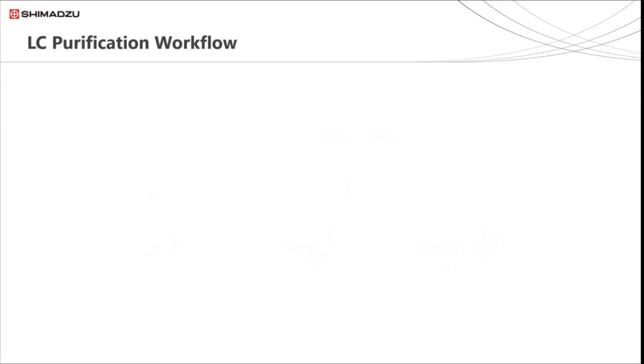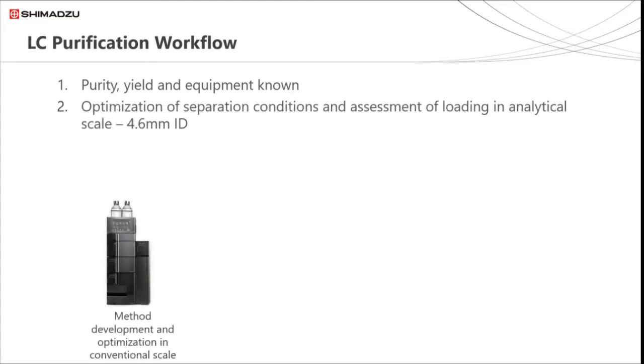LC purification workflow. Step 1. Purity, yield, and what equipment is available to us should be known. Step 2. Optimization of the separation conditions and assessment of loading in analytical scale, typically on a 4.6mm ID column, but not essential. What is essential is using a column with the same phase as any larger semi-prep or preparative column you have available.